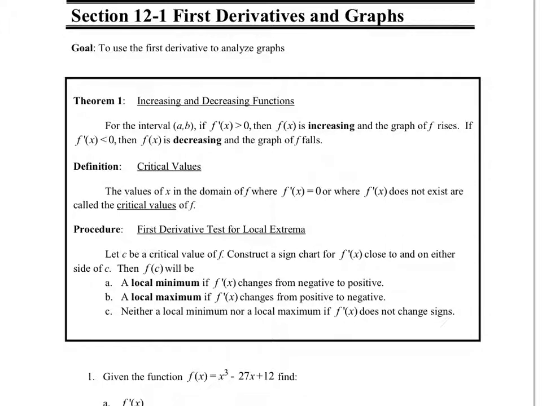If you're looking at a graph and your graph is moving, as you go from left to right, it's going up, what would you say your graph is doing? Increasing. If as I move from left to right, I'm going up, that would be increasing. Now, if I'm moving from left to right and the graph is coming down, that would be decreasing, correct?